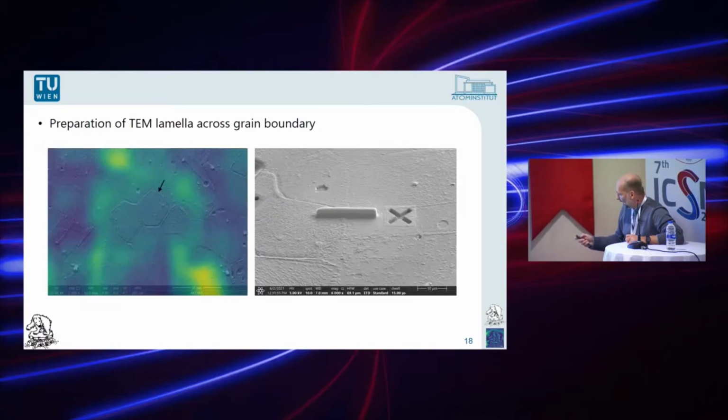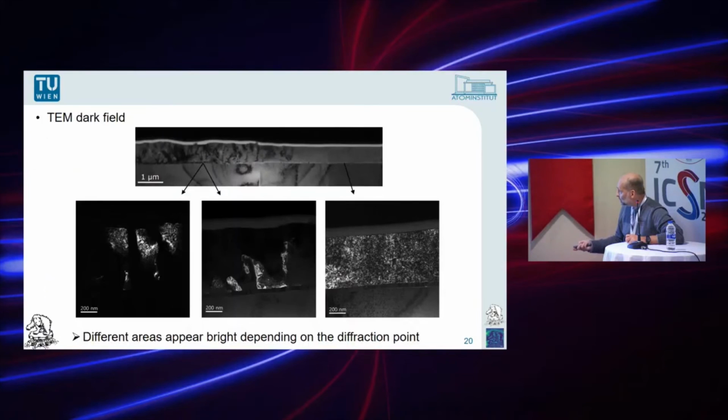If you finally then do some dark field images, you already see that you may have different grain orientations, because if you change the diffraction point, you see different areas, which is not the case here on the good side of the boundary.